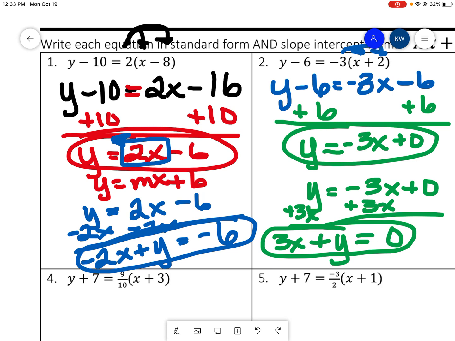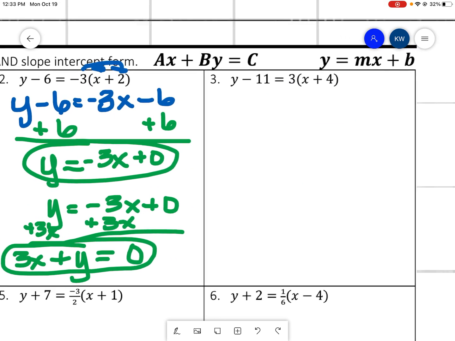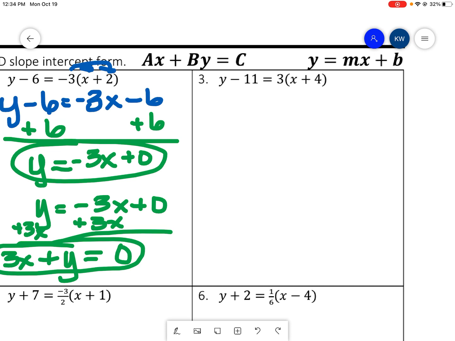You try and follow those steps and do this one. So again, the first step is to distribute. The second step is to move the constant to the right by doing the opposite operation. That should leave you with the form of y equals mx plus b, or slope-intercept form. Then the last step is to move your x term to the left by doing the opposite operation.